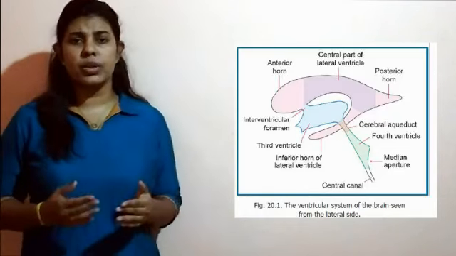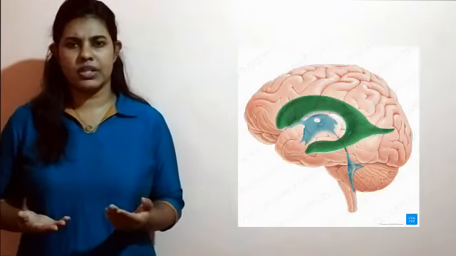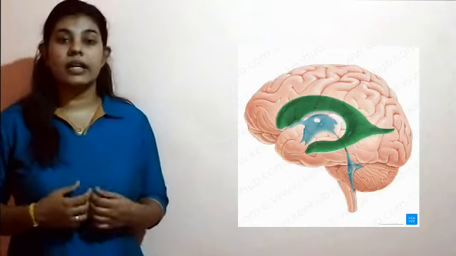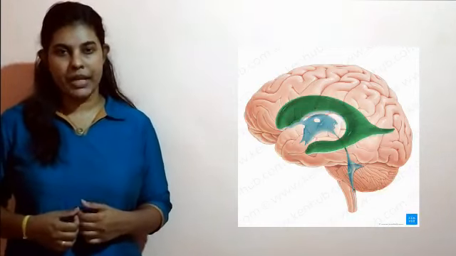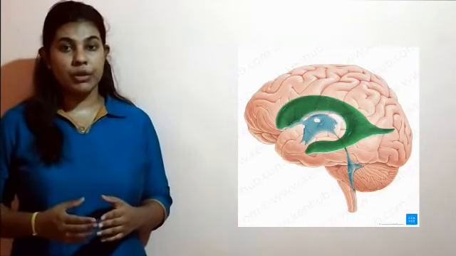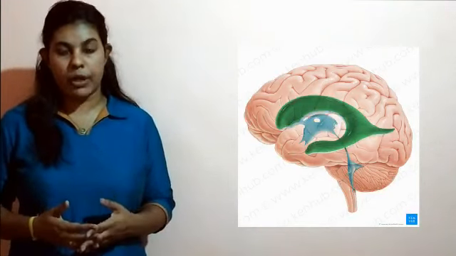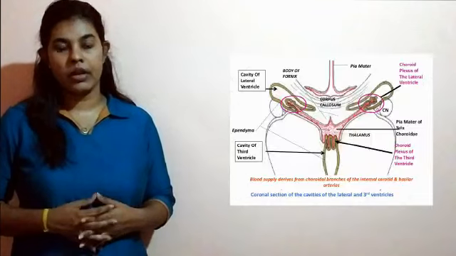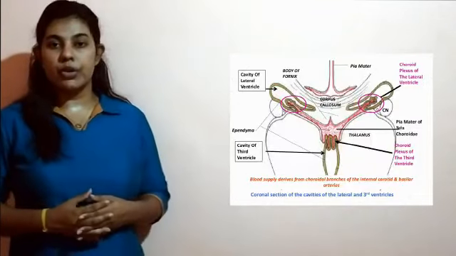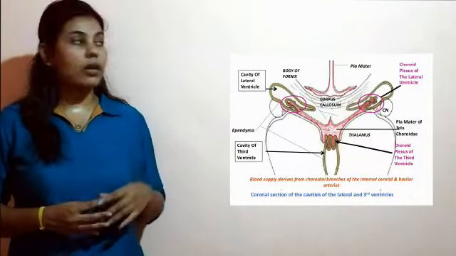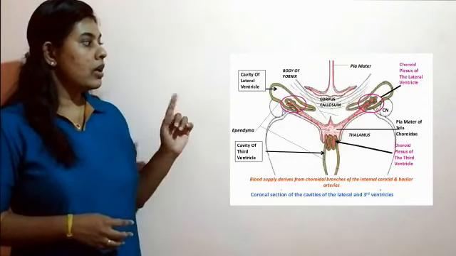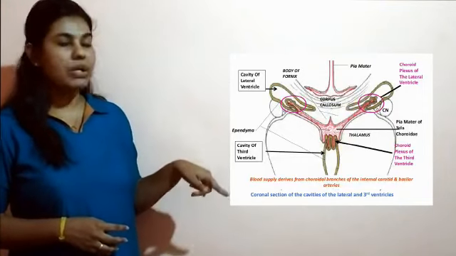Between the 2 lateral ventricles there is no connection because they are separated by the septum pellucidum. But there is a communication with the third ventricle through the interventricular foramen, or foramen of Monro. The foramen of Monro is in the anterior part of the lateral ventricle on its medial side.